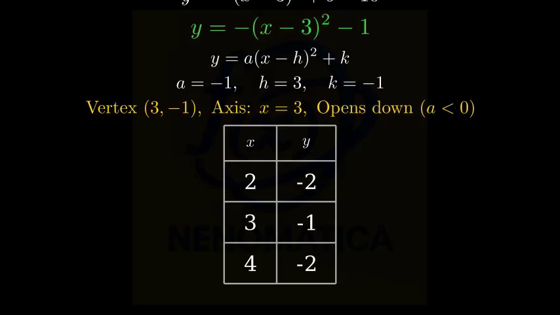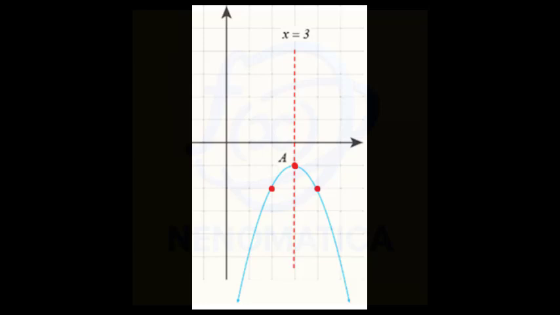Now, let's plot the parabola and the key features. The vertex is at (3, -1). We will also plot the points (2, -2) and (4, -2). Draw the axis of symmetry x equals 3 as a dashed line. Finally, sketch the curve y equals negative (x minus 3) squared minus 1. Notice the symmetry and the downward opening, confirming the vertex is a maximum.